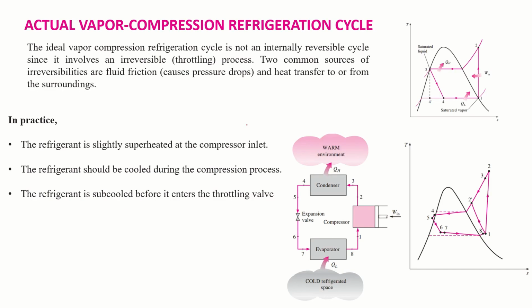So there are some differences between the actual vapor compression cycle and the ideal vapor compression cycle. These differences are due to some irreversibilities. These irreversibilities are due to the losses.